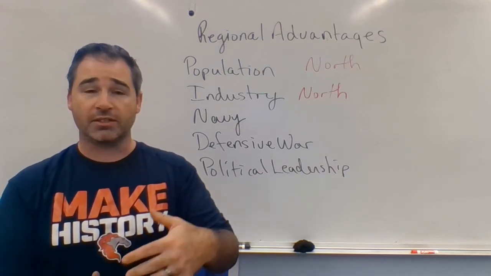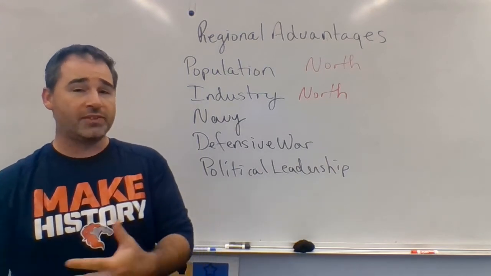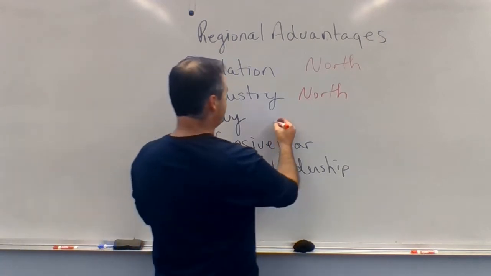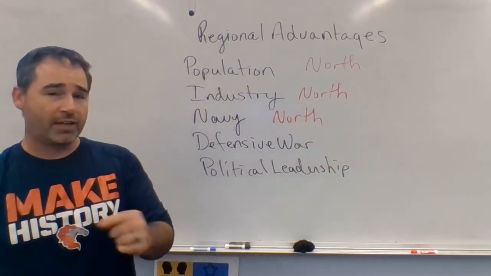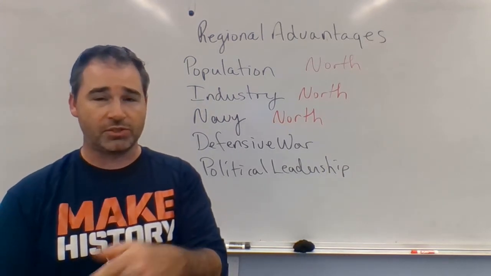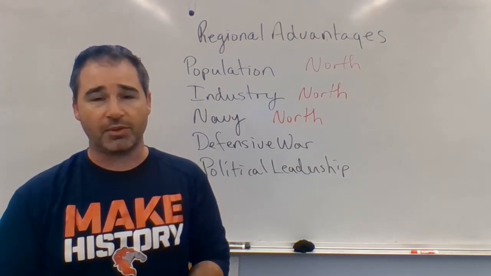The Union, the United States, also controls almost all of the naval ships too. So the North has an indefinite advantage because they have a Navy, and that's going to factor into their main strategy, which we'll talk about soon with the Anaconda Plan.